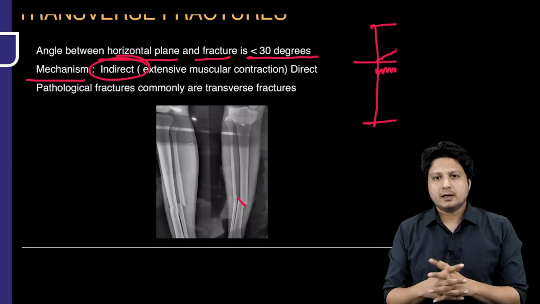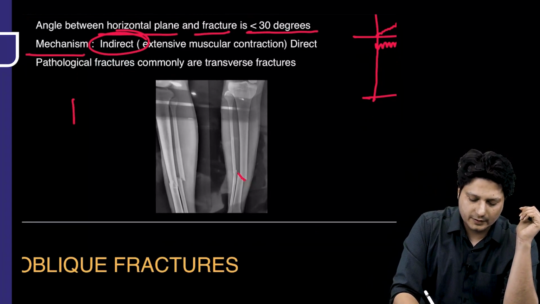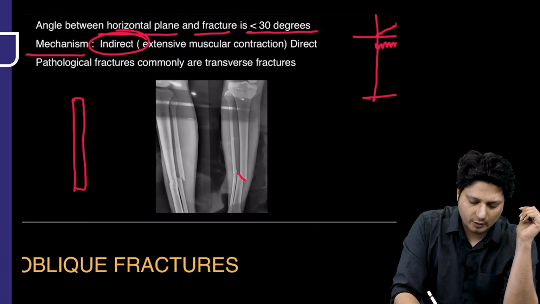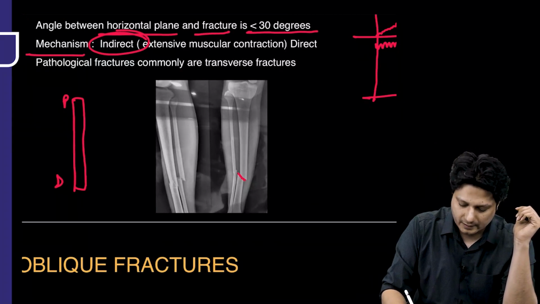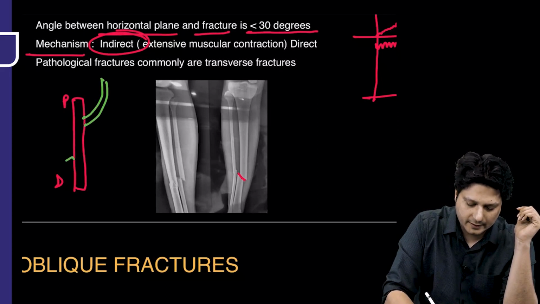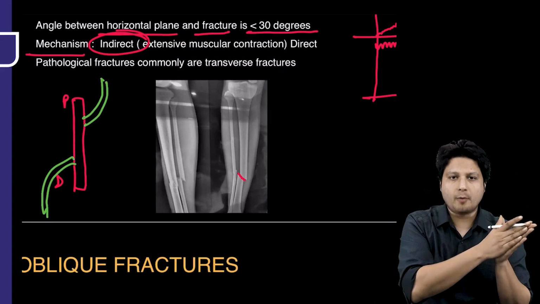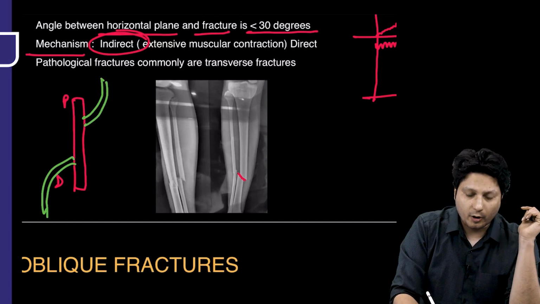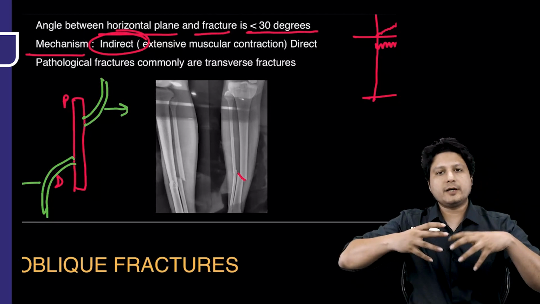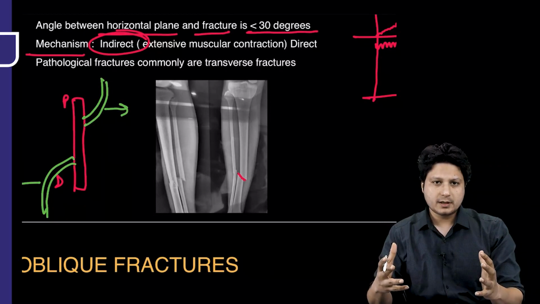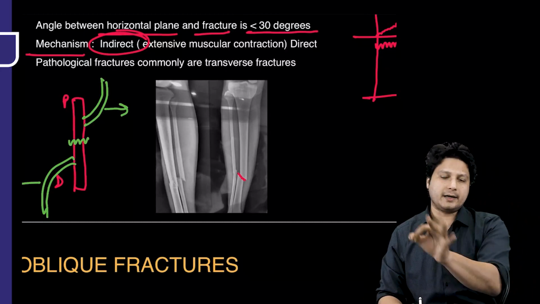Imagine, indirect trauma means that if this is a bone which has a proximal and a distal part, and the proximal part is attached to a set of muscles, while the distal part is attached to a distal set of muscles which have a different or opposite action. For example, if the proximal muscles are abductors and the distal muscles are adductors, and both these muscles contract with their maximum force, is there not a possibility that they can break the bone in between? This is known as indirect fracture.